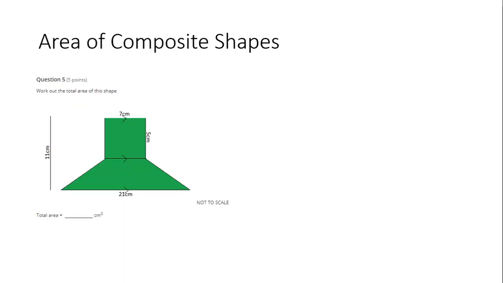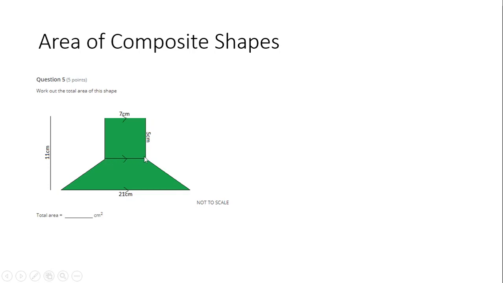Question 5, area of this composite shape. Notice that this shape is made up of a trapezium. We know it's a trapezium because this side length here is parallel to this side length there, even though they're different lengths. So that's the definition of a trapezium. This length here is parallel to that length up there. So that could be a parallelogram or it could be a rectangle. I'm thinking it's a rectangle because it looks like we've got a right angle here.